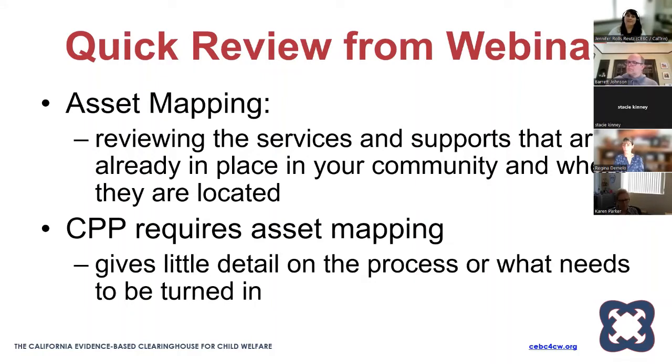However, there's not much detail in the CPP instructions on what that asset mapping needs to look like or what you have to turn in. So we're going to talk about asset mapping pretty broadly, and then you're going to need to do some discussion on your own at your county level in terms of exactly what you're going to do for your asset map, what you're able to produce. So we'll talk about some options today.